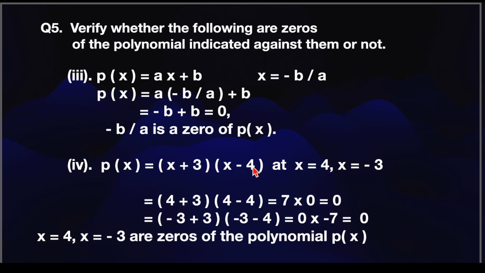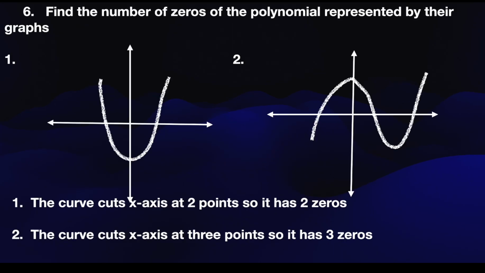Here in this polynomial they have given two values of x. Let's put the first value, x = 4. When you substitute it, this polynomial becomes 0. Then substitute -3. If you do it and solve it, again it becomes 0. So both 4 and -3 are zeros of the polynomial p(x).